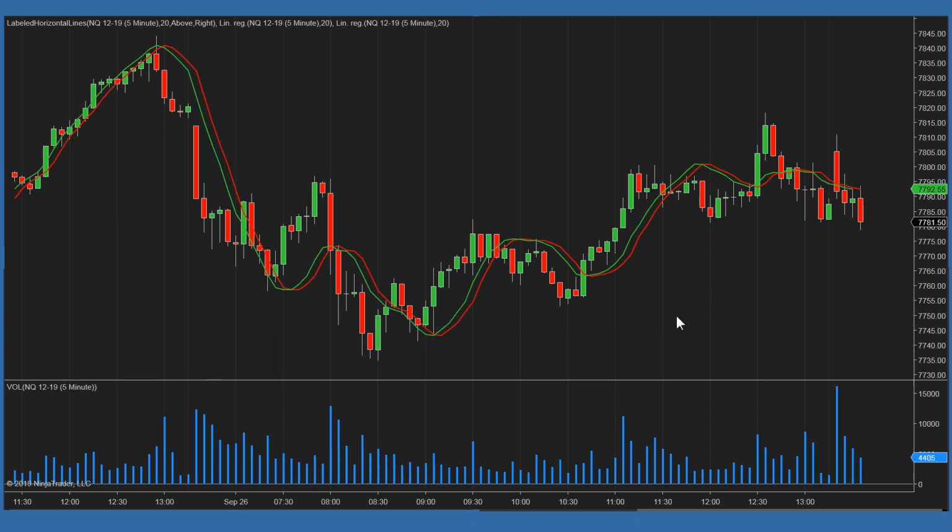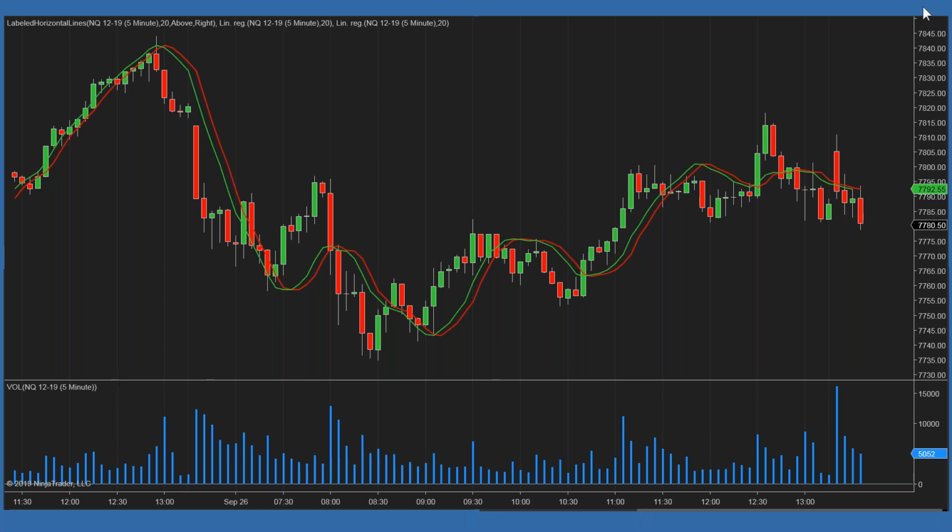So currently here, according to the linear regression on our 5-minute chart, let's see, we just opened here. The line on top is what's dominant, right? So if the green line is on top, we're looking to buy. If the red line is on top, we're looking to sell. And so far, that's working not too badly.